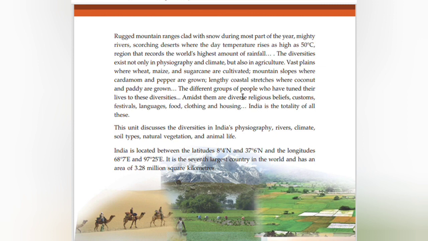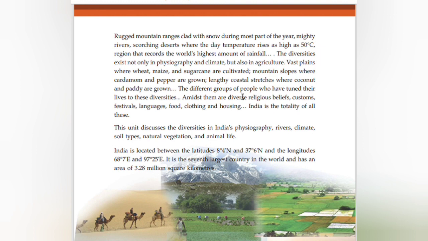Diversity exists not only in the physiography and climate but also in agriculture. Vast plains where wheat, maize, and sugarcane are cultivated, mountain slopes where cardamom and pepper are grown, lengthy coastal stretches where coconut and paddy are grown. The different groups of people who have turned their lives to these diversities.